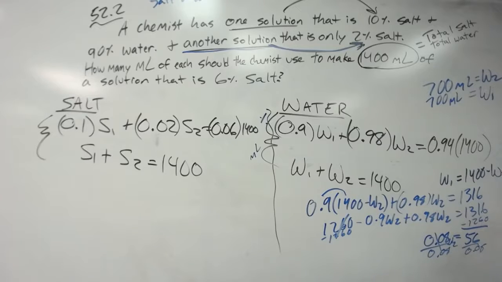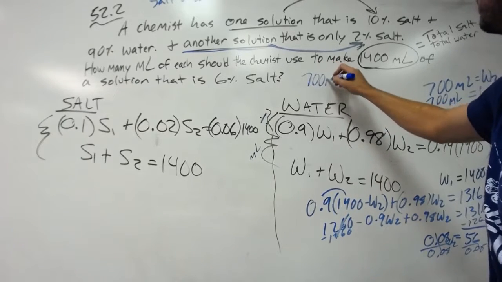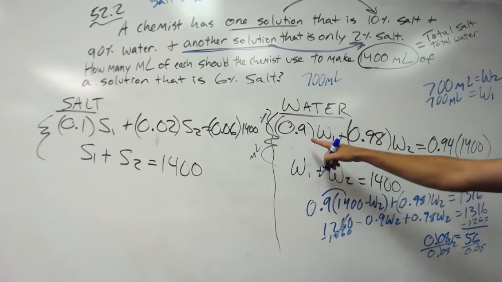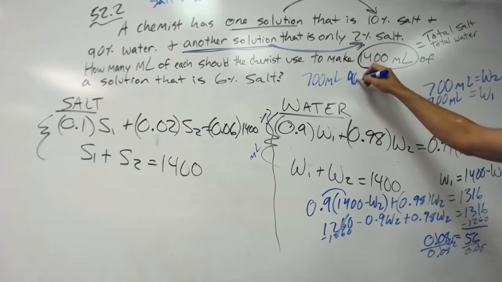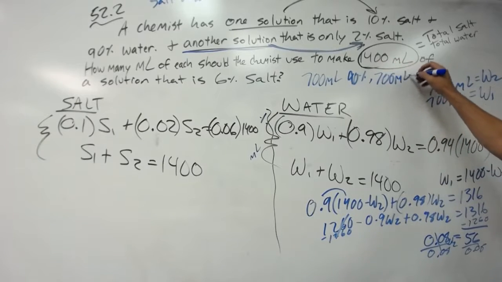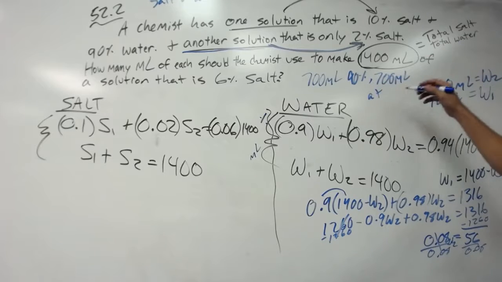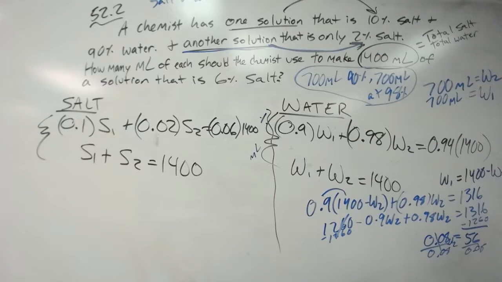And remember, we write our answer like so. 700 milliliters at 90%, and 700 milliliters at 98% was the solution. And that's how you do chemical type A problems.